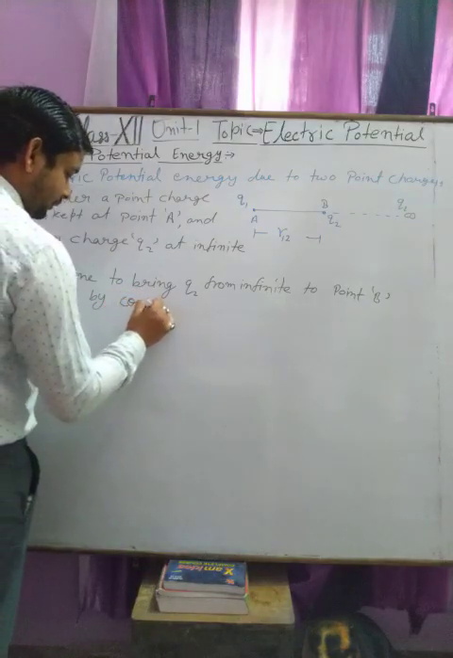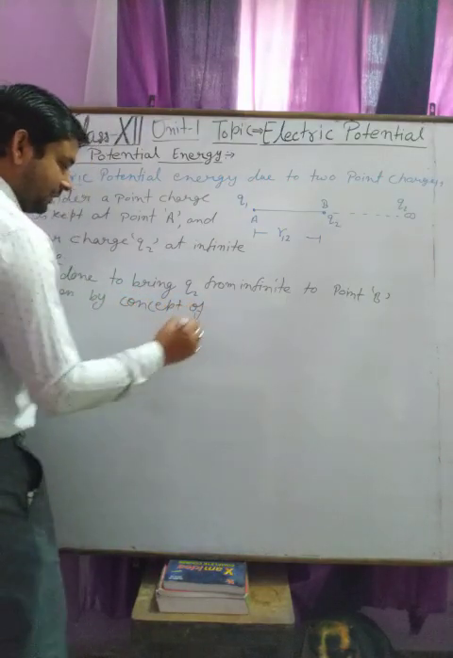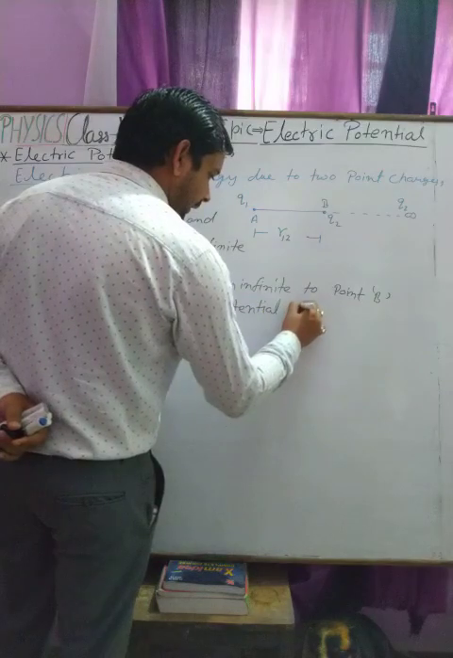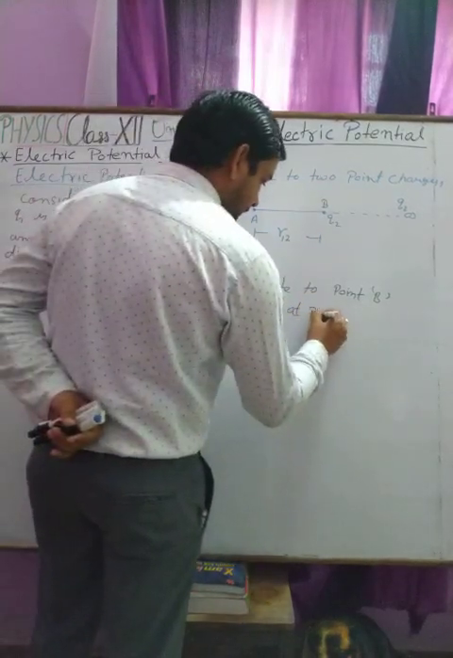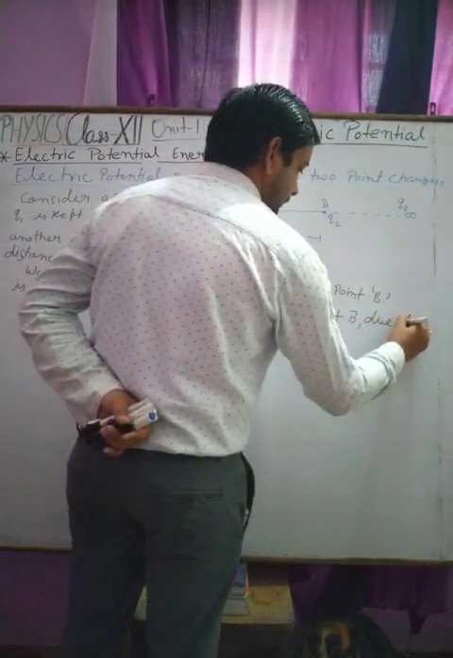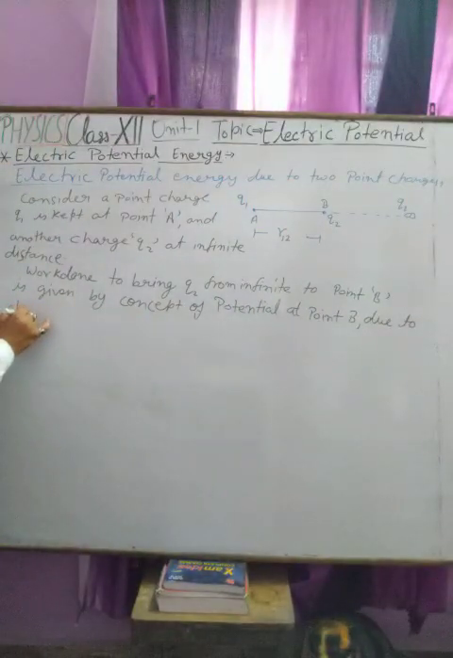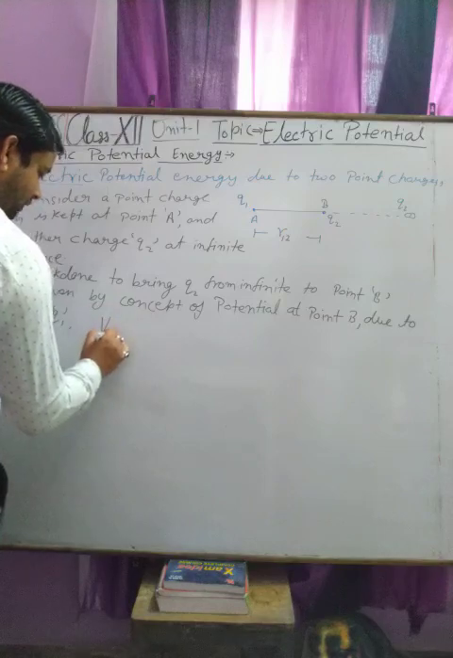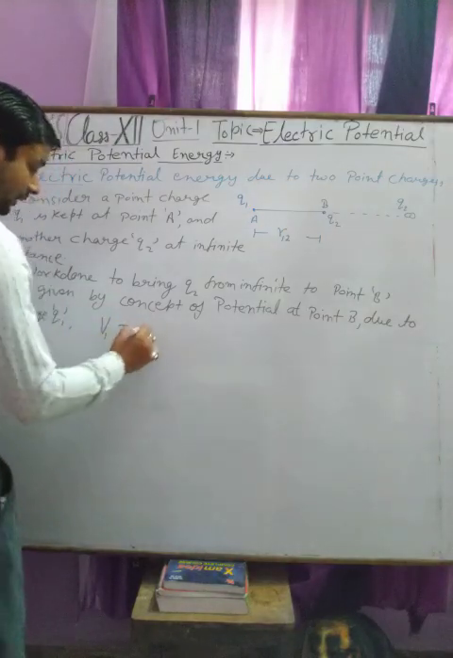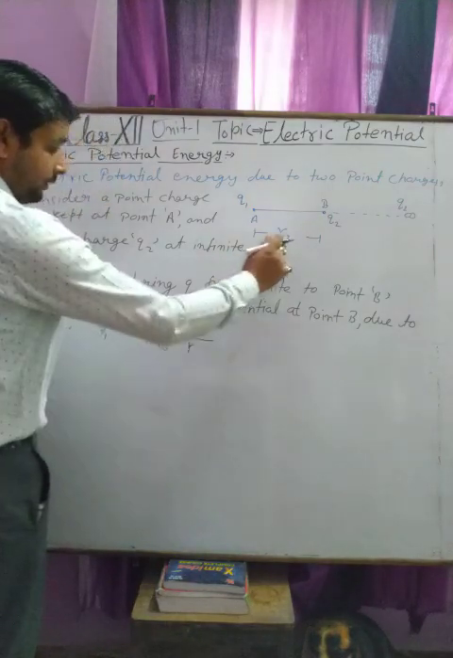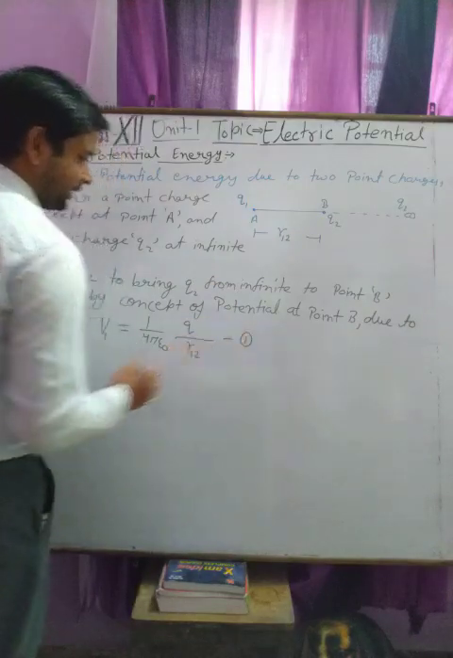The potential at point B due to charge q1 is V1, which is given by 1 upon 4 pi epsilon naught q1 upon r12. This is your equation first.